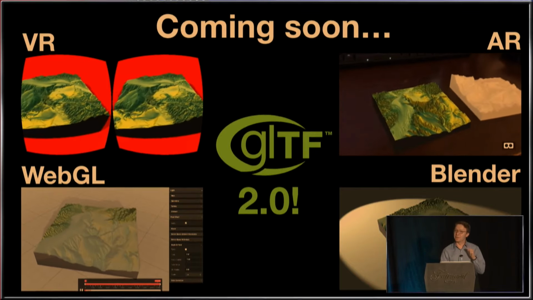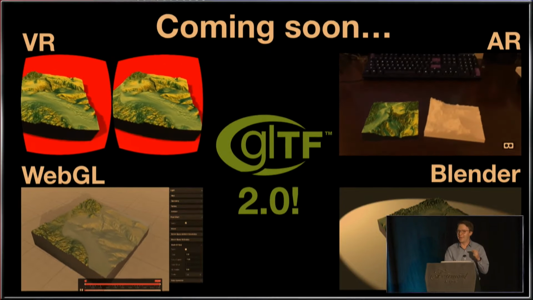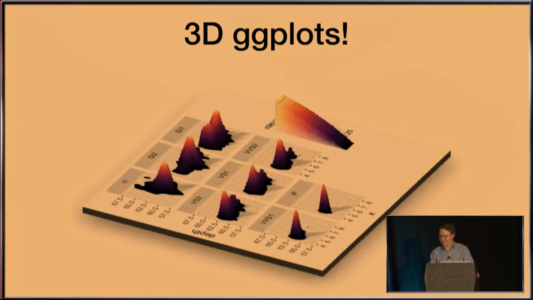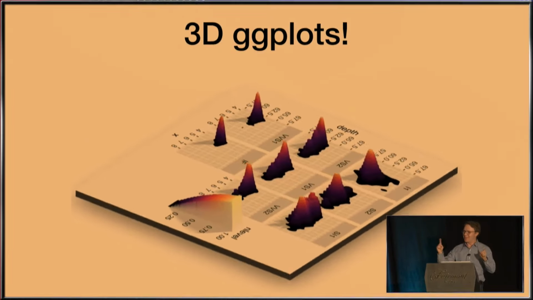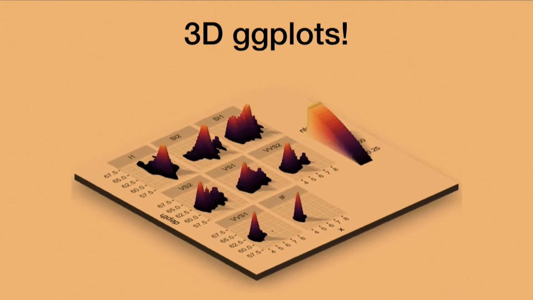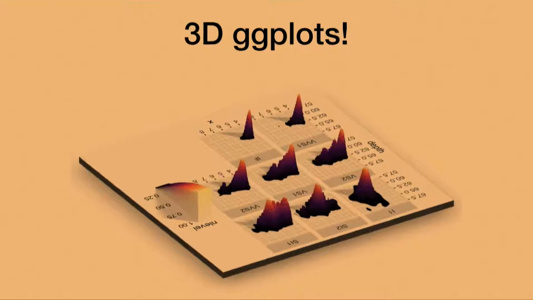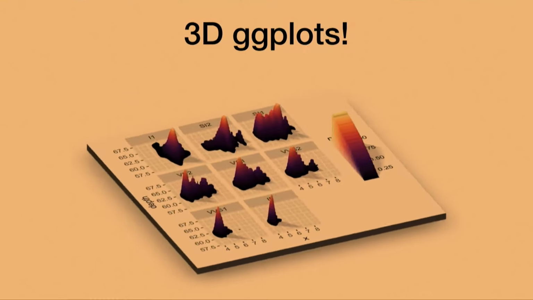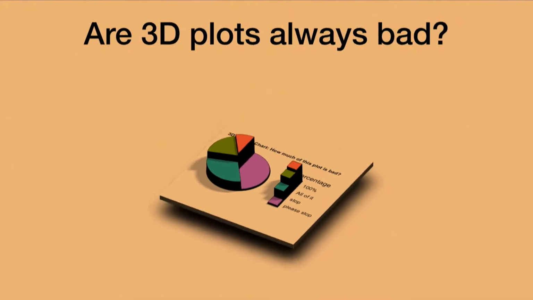So that sums up the current and future state of rayshader. But I think I know what many people came here to see: 3D ggplots, which are coming next. That will be in the next release of rayshader. But before I release this to the public, I do need to address the small contingency of people who would say that I shouldn't even release this feature because 3D plots only exist to impede interpretation and are an affront to good visualization practices. So, are 3D plots always bad?